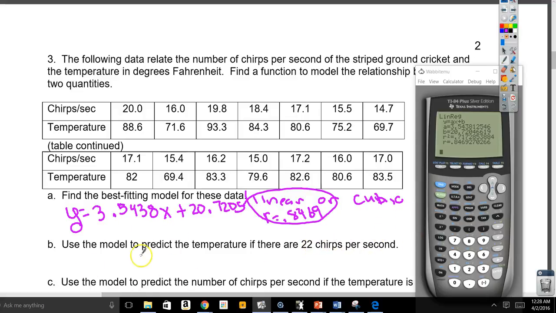So we can take this and we can put 22 in place of x, yes, chirps are x, so 22 in place of x, and find the temperature. Or we could go to our calculator to our y equals. We're going to get rid of this second one because, oh man, sorry about that. Let me do this. You don't have to do this because your equation's already there.